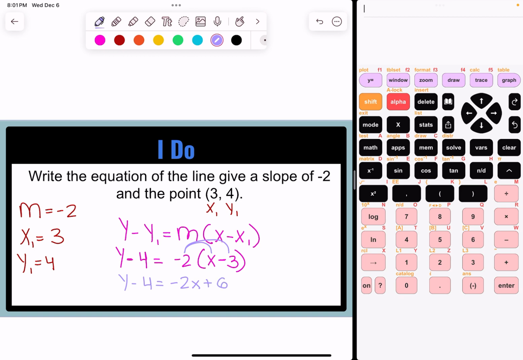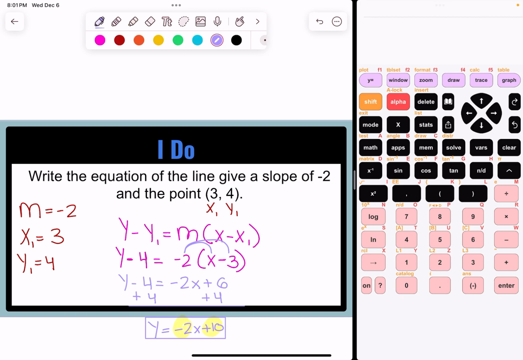Okay? Now I want to get that y by itself, so I'm going to add 4. When I add 4, I need to add it to the other constant I have there. So my final answer will be y equals negative 2x plus 10. And that is our final equation. So our slope was negative 2. That's what we were given. But we were able to find our y-intercept, which was 10.